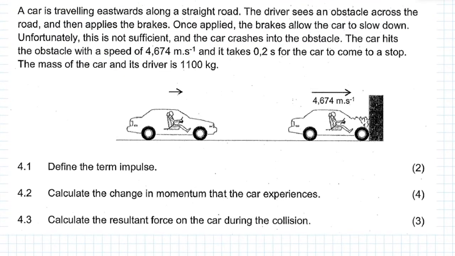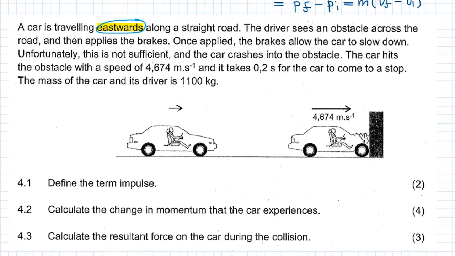Let's now look at an example. This example reads, a car is traveling eastwards along a straight road. Notice that they have already given us the type of direction to use. We're making use of compass directions. And remember that the opposite direction to eastwards is westwards, or we can say towards the west.